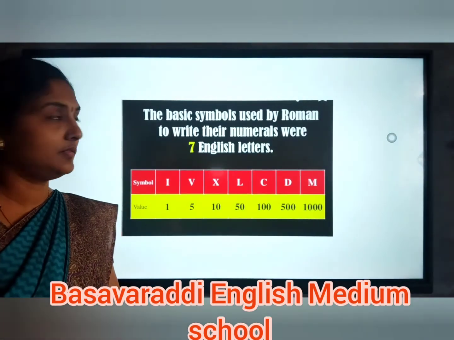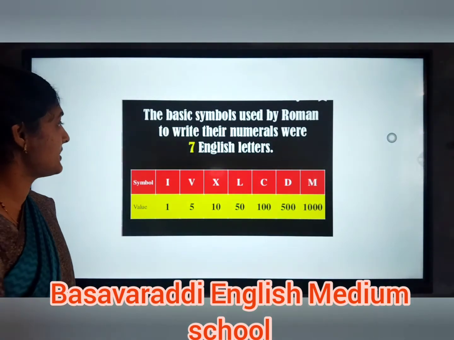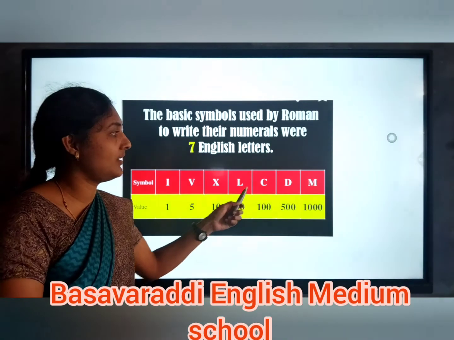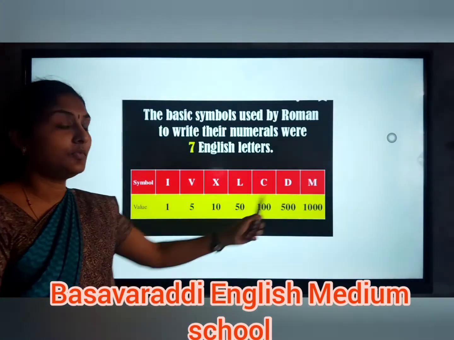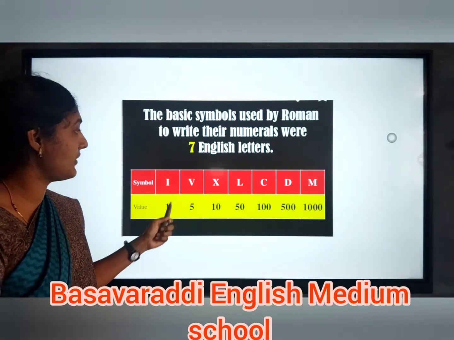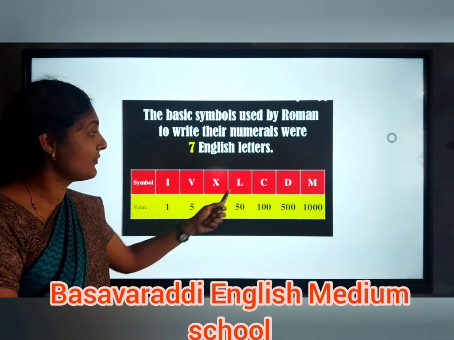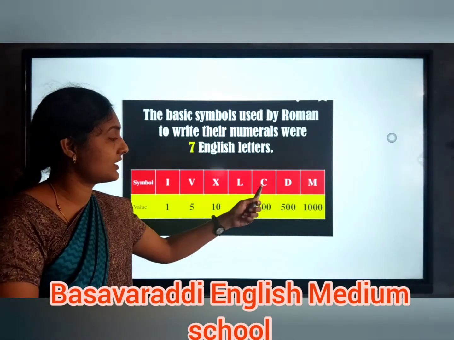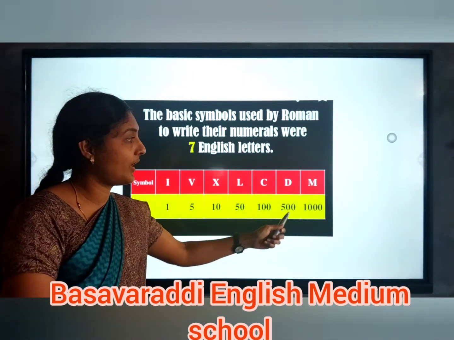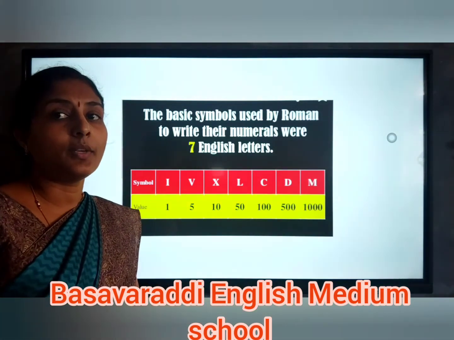Let's look at the screen carefully. There are 7 symbols. The symbols are I, V, X, L, C, D and M. Okay, these are the values. So I shows the value 1, V shows 5 and X shows 10. L shows 50, then C is 100, D is equal to 500, M is equal to 1000. Okay, these are the 7 basic symbols.